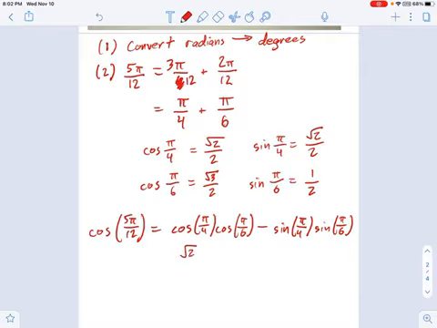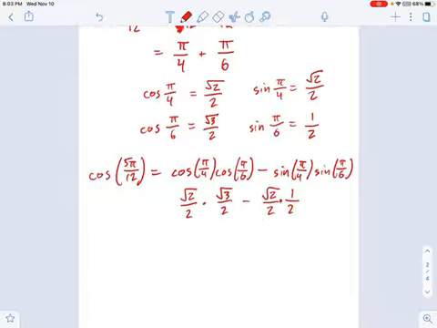So this would be radical 2 over 2 times, what was that thing? Oh yeah, radical 3 over 2, minus radical 2 over 2 times sine of pi over 6, and that's going to be 1/2. Now don't leave it like this. That just looks cruddy. So change this around a little bit. We get radical 6 minus radical 2 all over 4. Okay, that's your answer.